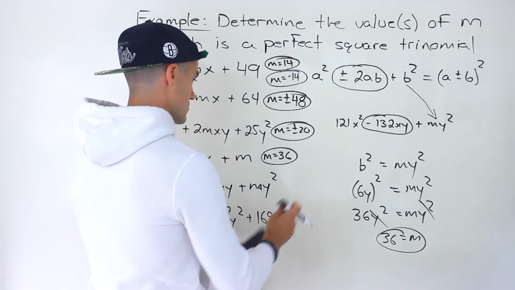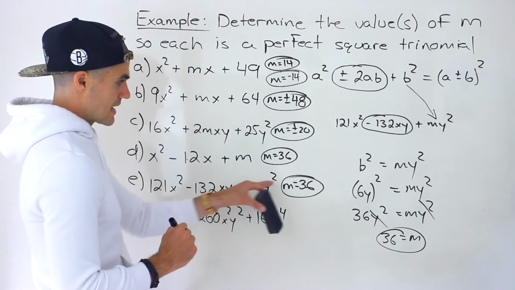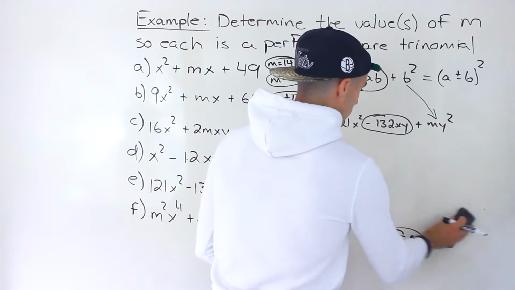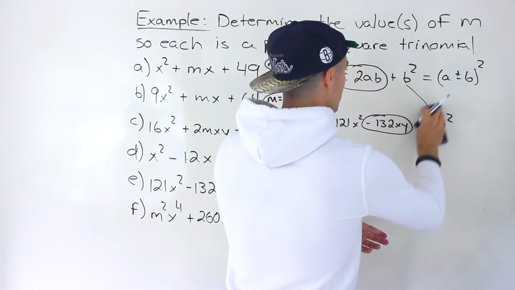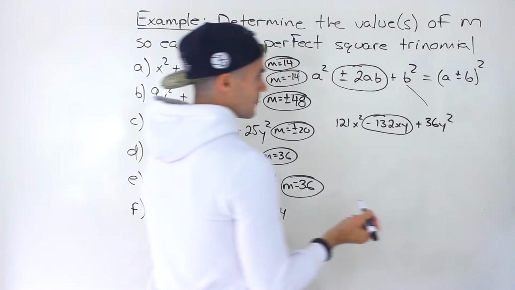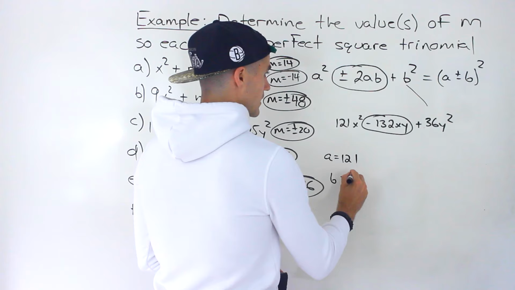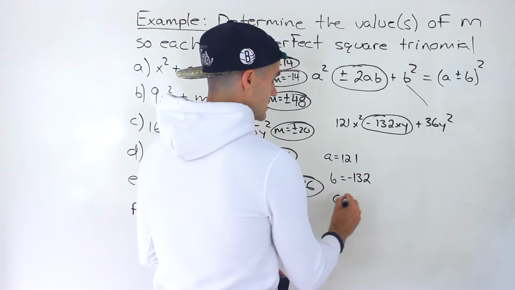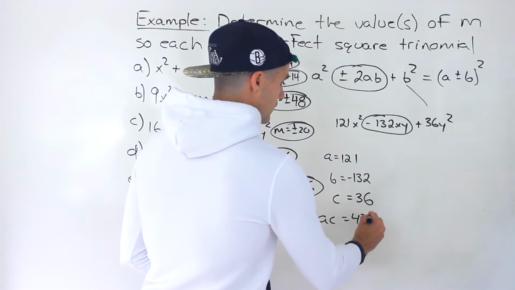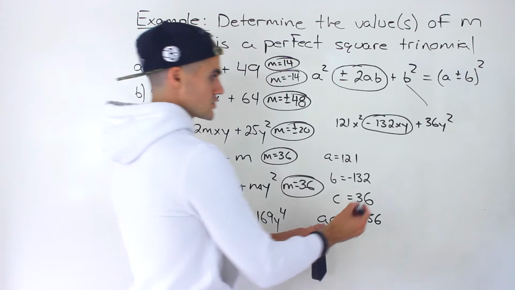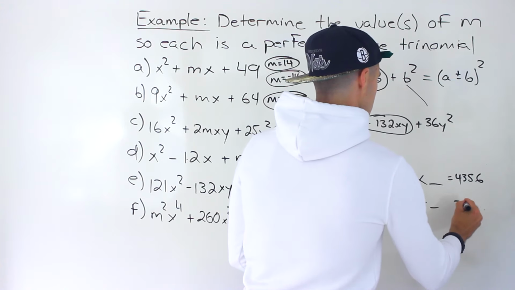So that ends up being the final answer for this one. This m value would end up being 36. And as I mentioned, let's actually take this, plug it in, and test it out. Let's see if we actually end up factoring into a perfect square trinomial. So notice that the a value is 121. Notice the b value is negative 132. And then the c value is 36. And then the ac value, when you multiply these, is going to be 4,356. So what two numbers multiply to 4,356 and then add up to negative 132?